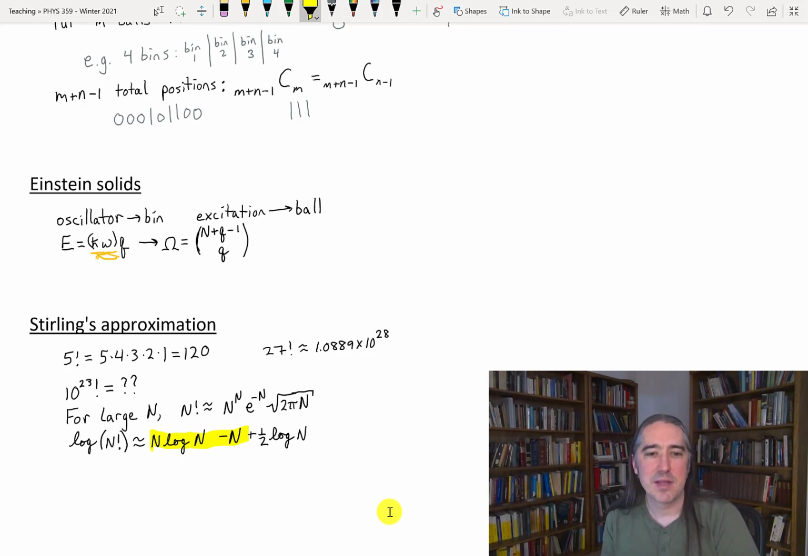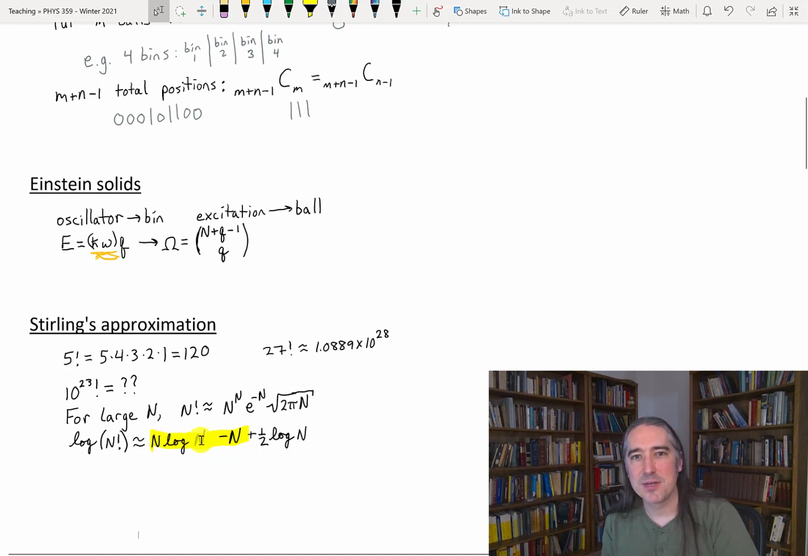That's, again, if n is 10 to the 23rd, just using this is a phenomenally good approximation. And 10 to the 23rd times the log of 10 to the 23rd, well, it's 10 to the 23rd times bigger than the log of 10 to the 23rd. So it's an extremely good approximation for the kind of numbers we work with in statistical mechanics.